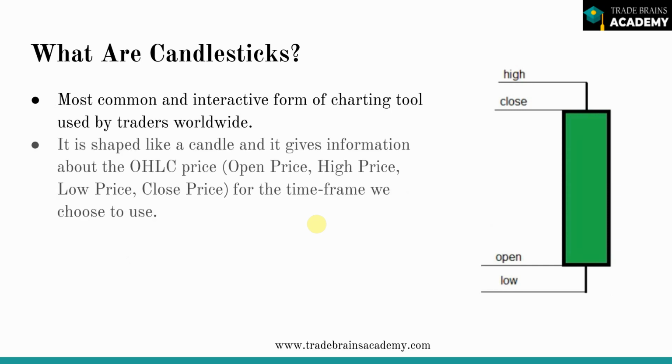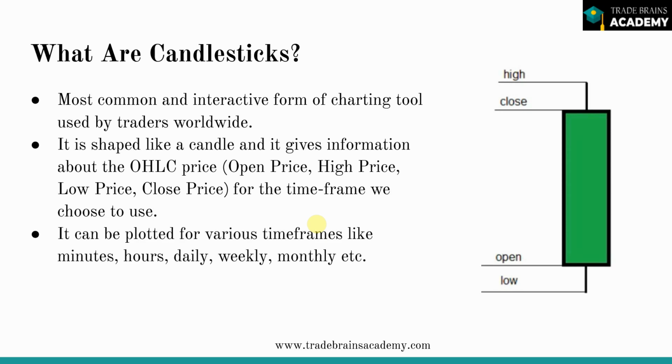Now, it is shaped like a candle and it gives you 4 important pieces of information, that is the OHLC, O being the open, H being the high price, L being the low for the day, and close being the closing price for the day. These are the 4 important pieces of information which are given by a candlestick within the time frame we choose to use. And the candlestick can be plotted for various time frames like minutes, hourly, daily, weekly, monthly, yearly basis. You can have a candlestick plotted for each and every time frame which we choose to understand and to use.